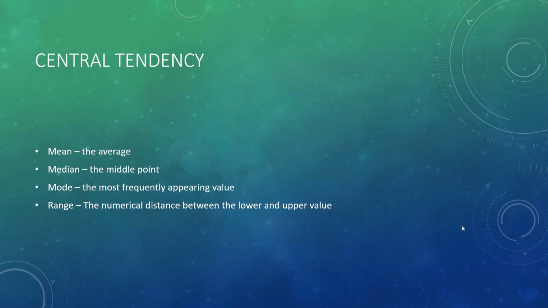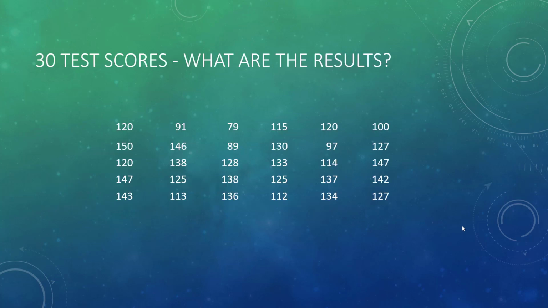The mode is the most frequently appearing value, and the range is the numerical distance between the lower and the upper value. So the range is actually two things. You can have a range. I'll show you this example right here using this data set. The range here, and we'll talk about it a little bit more, is 79 to 150. So that is one way to describe the range.